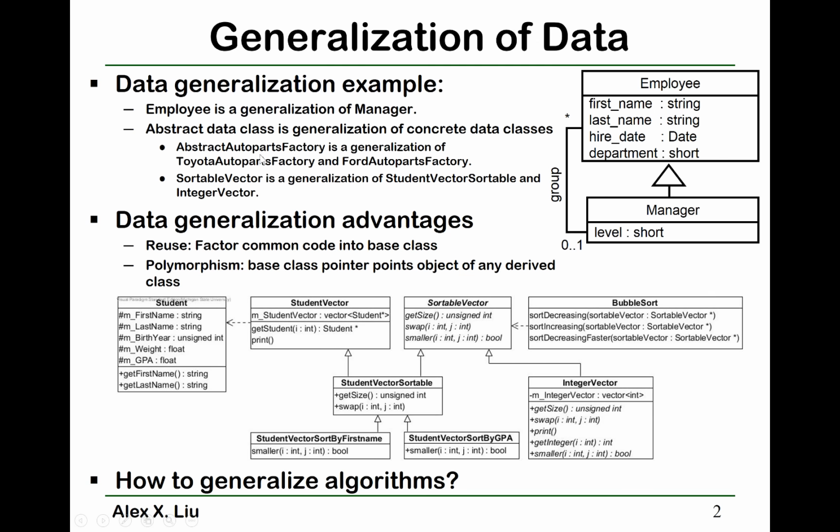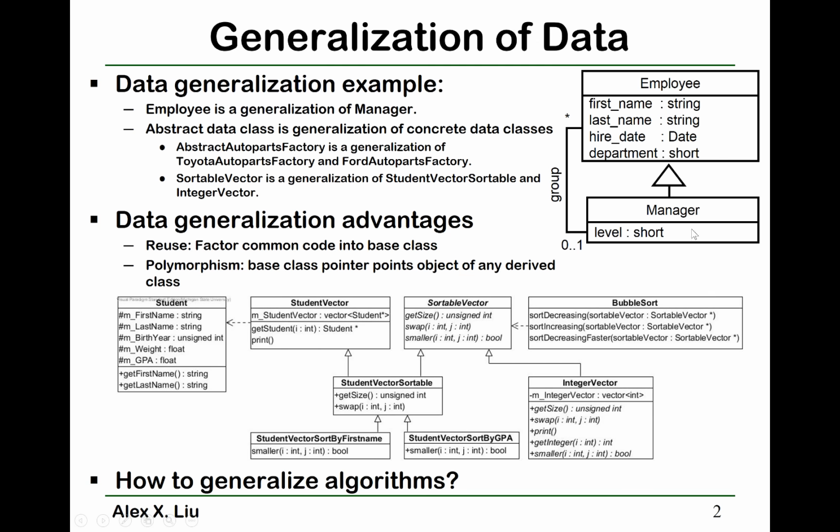For example, the abstract auto parts factory is a generalization of Toyota auto parts factory and Ford auto parts factory. And the sortable vector is a generalization of student vector sortable and the integer vector. And data generalization gave us two key advantages. One is that it allows us to factor common code into the base class.